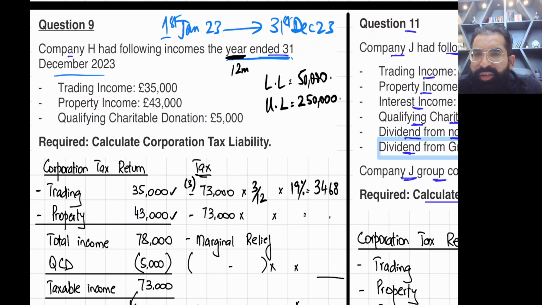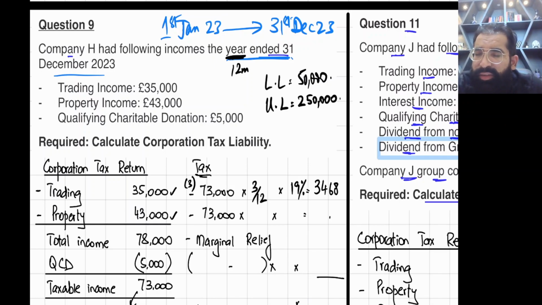Lower limit will be 50,000, upper limit will be 250,000. Okay, now do it very simply. Don't think about 9 months, just solve it normally. So now tell me, your taxable income is 73, and augmented profit is also 73, which is more than 50 and less than 250, more than the lower limit and less than the upper limit, so the higher rate will be applied. So you will write 73,000.